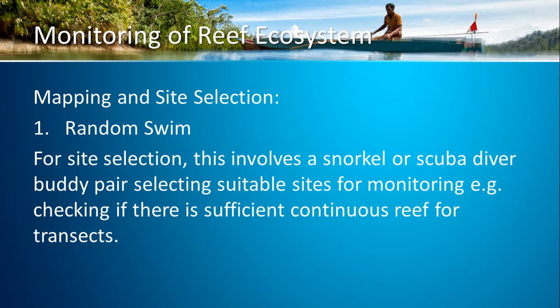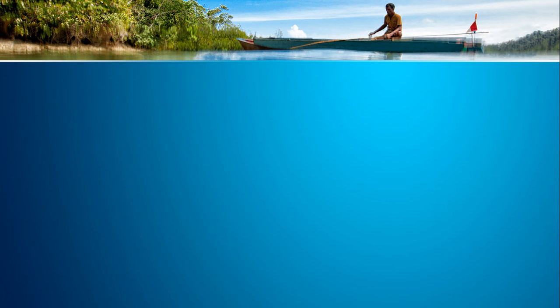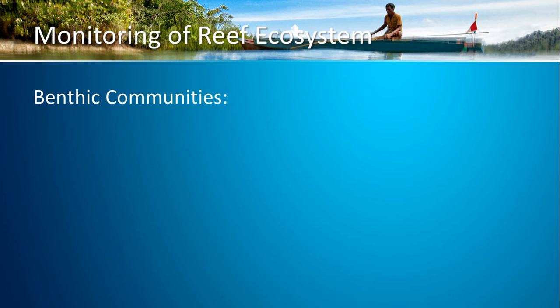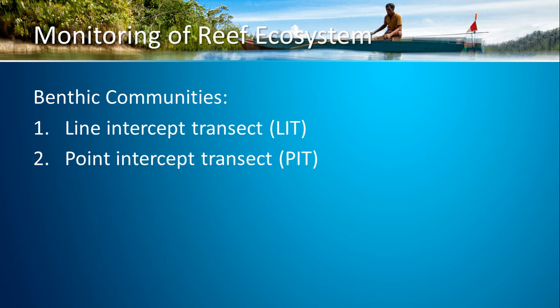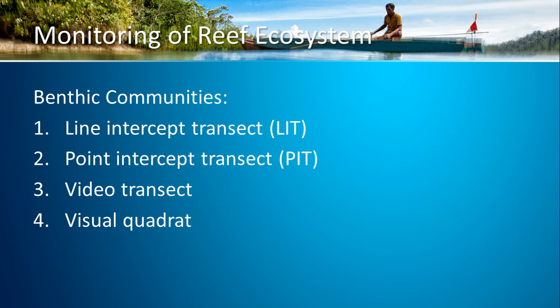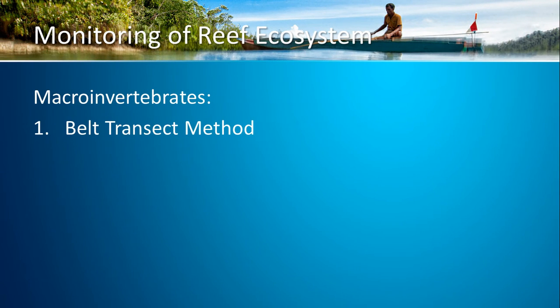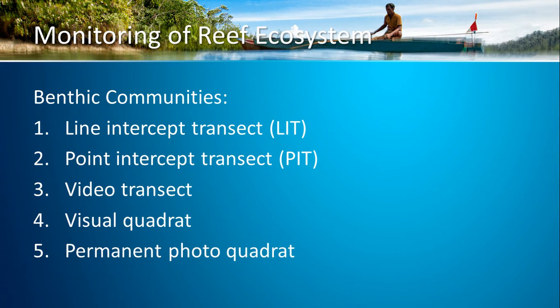General description of the site with semi-quantitative counts of various coral reefs. Okay, when we survey benthic communities, for example coral reef, we have numerous methods. We have line intercept transect, point intercept transect, video transect, visual quadrat, and permanent photo quadrat. Okay. In DNR, we mostly use the line intercept transect to determine the percentage cover of benthic communities.